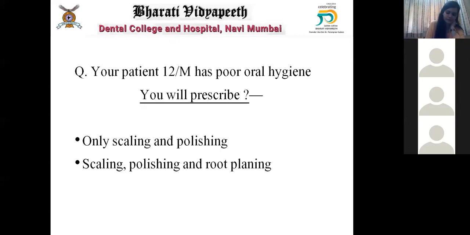Ma'am, only scaling and polishing, because obviously there is no recession or need to do root planing in children. The reason being, in children you don't have to do root planing, because there is no calculus present in children. Have you all ever seen a child patient with calculus? At least I haven't. So children do not have calculus, and you do not need to do root planing.